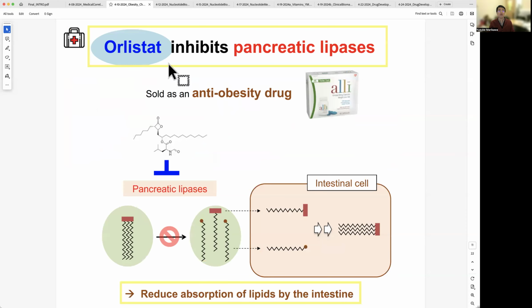And notice the name of this medication for diabetes is basically preventing this pancreatic lipase. So by doing that, your intestine cannot absorb TAG because it's not split into monoacylglycerol and fatty acid. So it inhibits pancreatic lipases to reduce absorption of lipids by the intestine. Know the name of the drug and its action and its target.